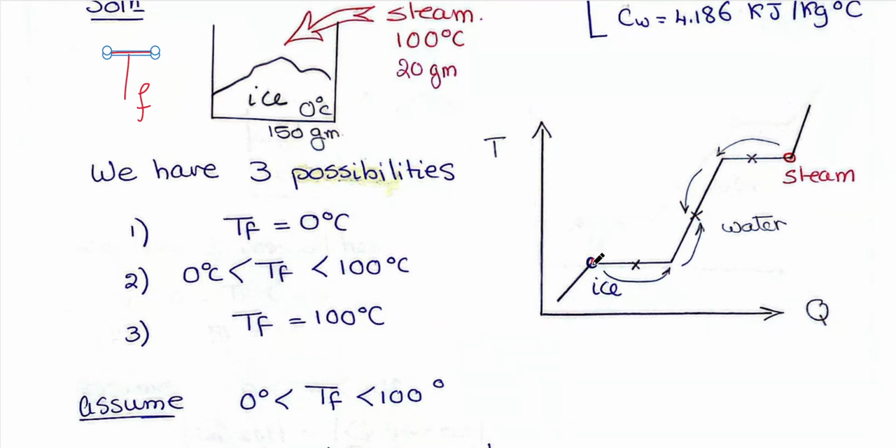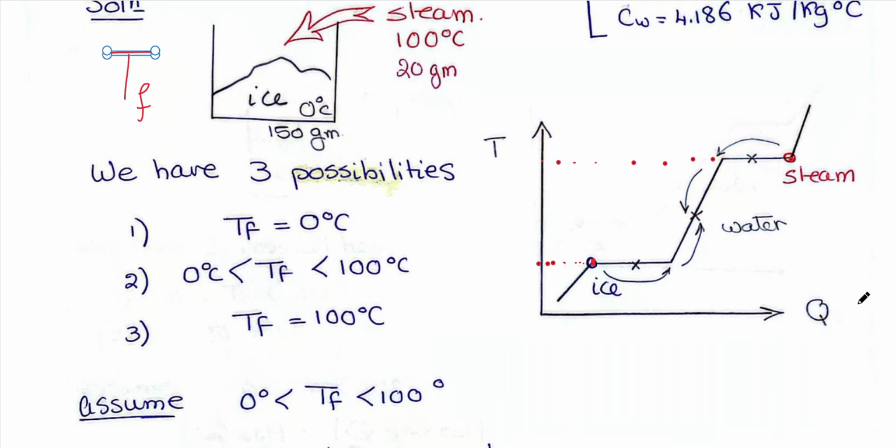We have ice at 0 degrees. This is the 0 degree. And we have steam at 100 degrees. This is steam at 100 degrees. What is the T final? We have three possibilities of the T final.